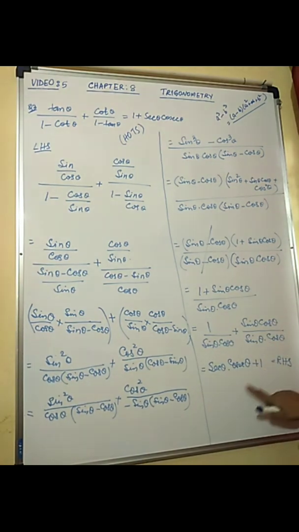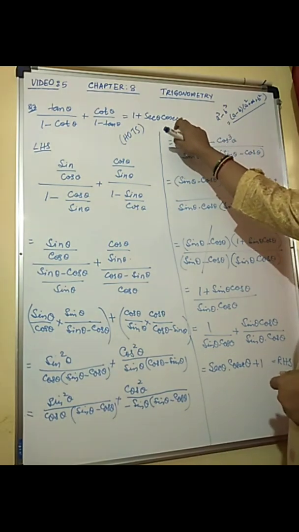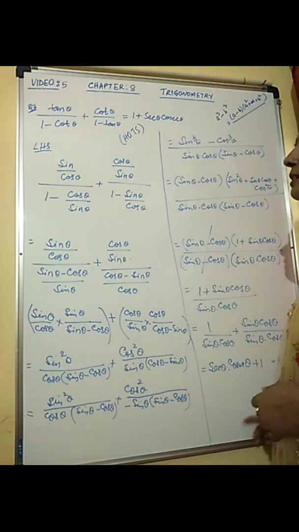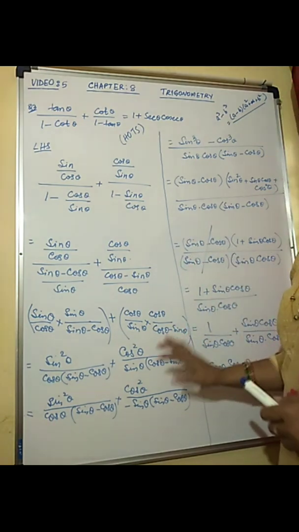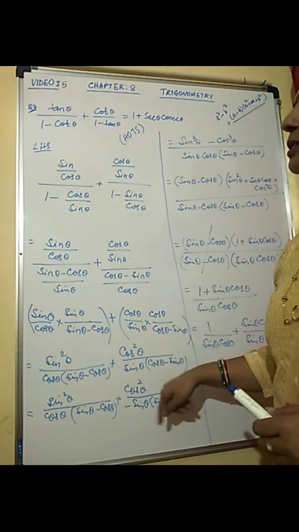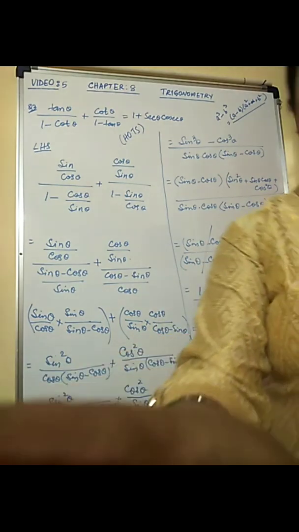This is equal to 1, and this is what is your required result. So this is how you get RHS. So up to here, I hope this is understood. Then let me return with the next question.